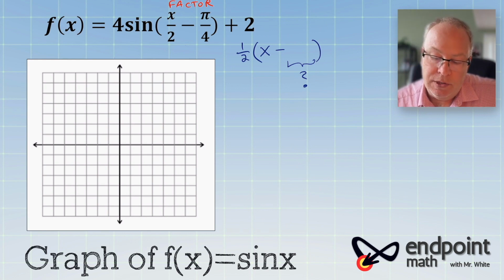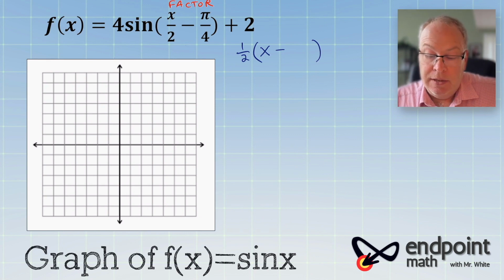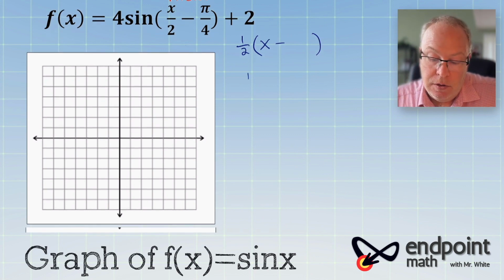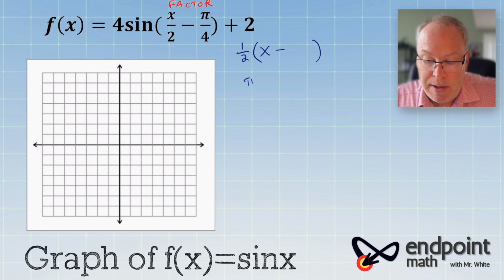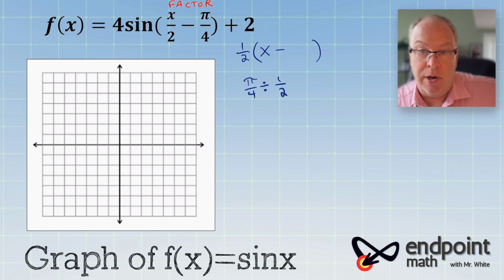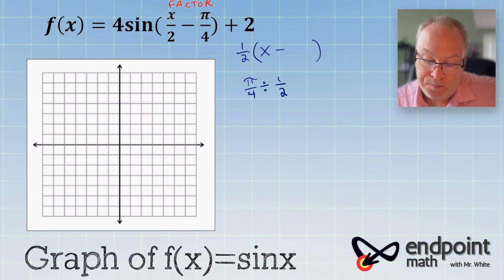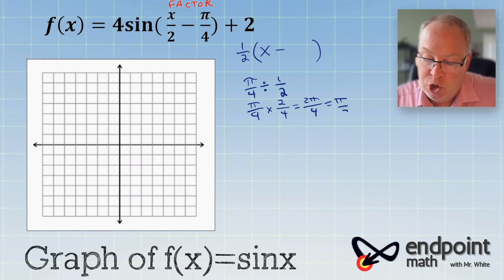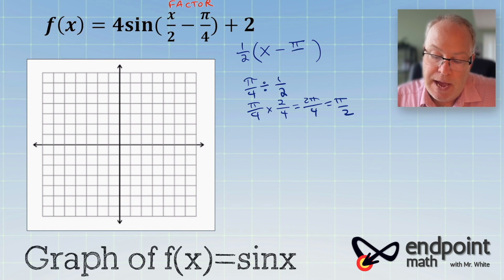So what I always suggest is, if you're not sure, do this. Set it up as pi over 4 divided by a half, because that's what we're trying to do. We're trying to divide out a half. We're not dividing by 2. Okay, we're dividing a half out of it. And then we have the whole keep, change, flip thing. We flip it over, and oh my goodness, it ends up being 2 pi over 4, which is pi over 2. This is pi over 2.